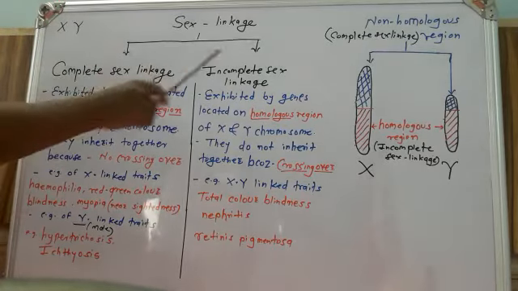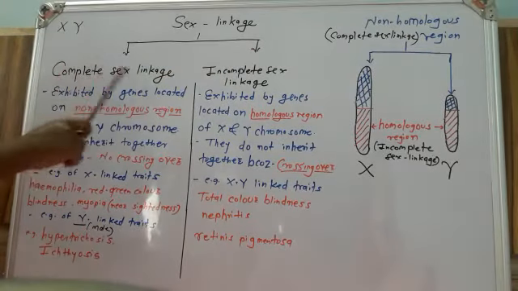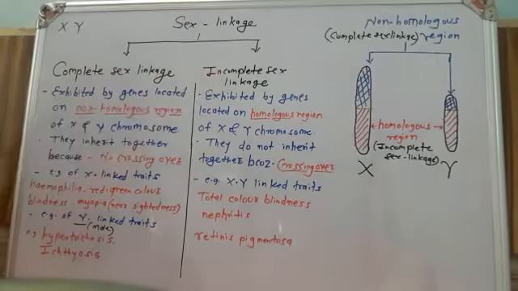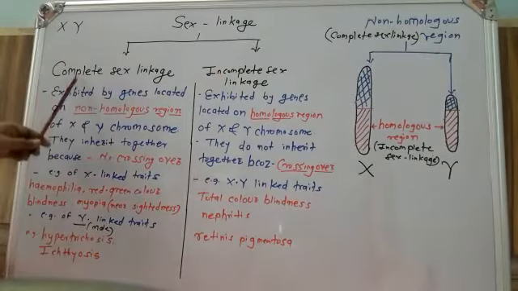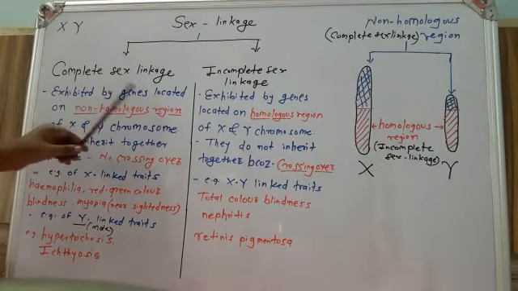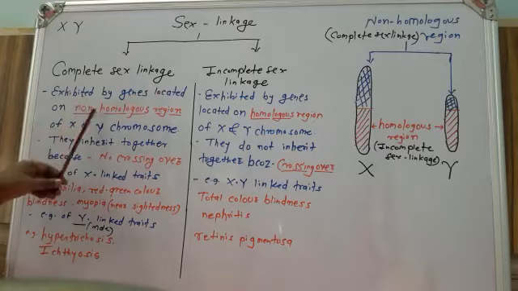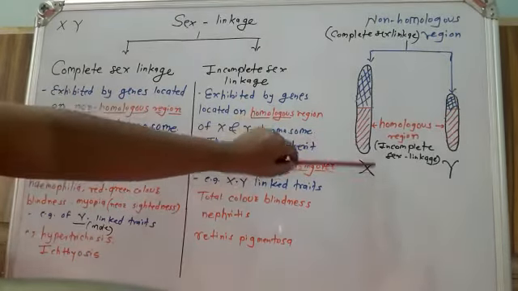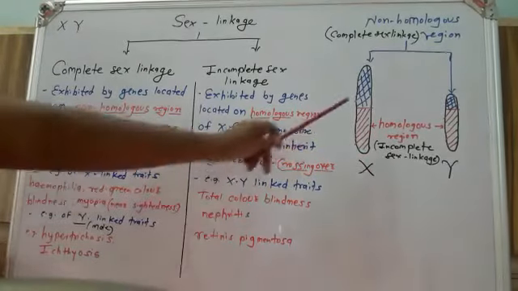Two kinds of sex linkage are there: complete sex linkage and incomplete sex linkage. Here, first we take the information about complete sex linkage. Complete sex linkage is exhibited by the genes located on the non-homologous region. See the structure here, the X and Y chromosomes.